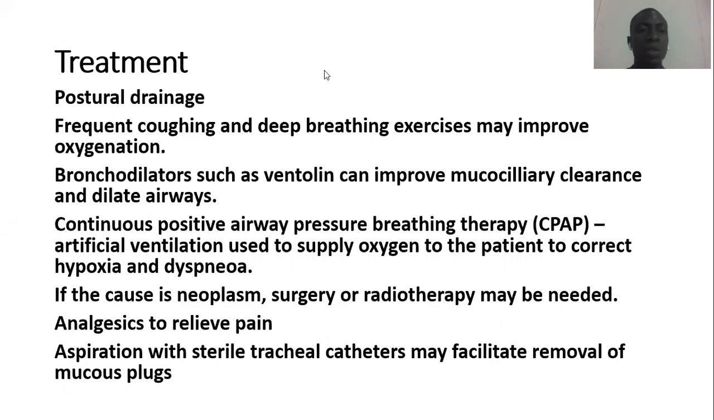Treatment: we do postural drainage. Frequent coughing and deep breathing exercises may improve oxygenation, with physiotherapy to help with the exercises. Bronchodilators such as Ventolin can be given to improve mucociliary clearance and dilate the airways. Also, continuous positive airway pressure breathing therapy can be done. Artificial ventilation can be used to supply oxygen to the patient to correct hypoxia and dyspnea. Analgesics to relieve pain, and oxygen with aspiration using sterile tracheal catheters, may facilitate removal of mucus plugs.